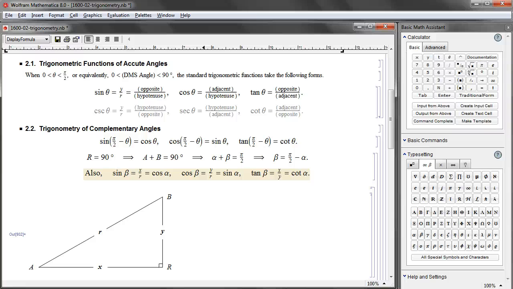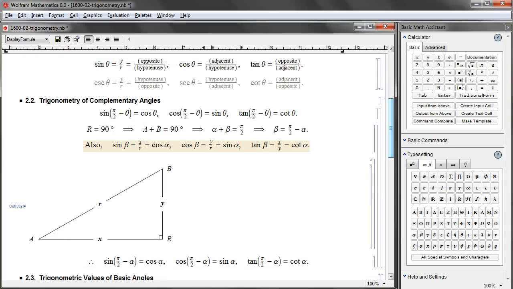So by looking at these angles in this triangle, we can find out these relationships between the complementary angles. Alpha plus beta is pi over 2, or in terms of degree measure, capital A plus capital B is 90 degrees. In this case, sine of beta is the same as cosine of alpha. Cosine of beta is equal to sine of alpha. Tangent of beta is equal to cotangent of alpha, and so on. And then what is beta? Beta is pi over 2 minus alpha. So we end up with these three.